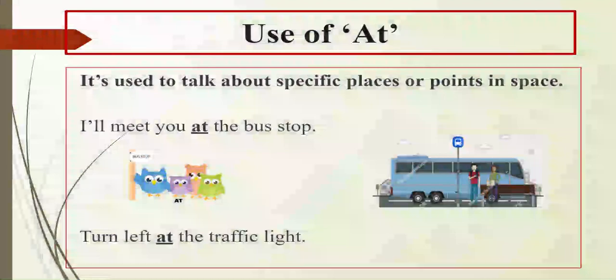Now, preposition of place, at. Use of at. It's used to talk about specific places, like I'll meet you at the traffic light, or I'll meet you at the mall. I'll meet you at the bus stop. You're specifying the place. So there we use at.